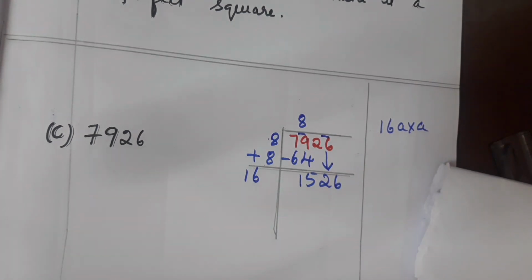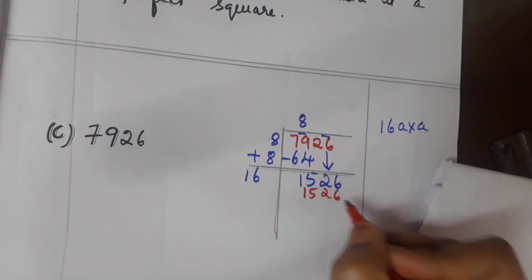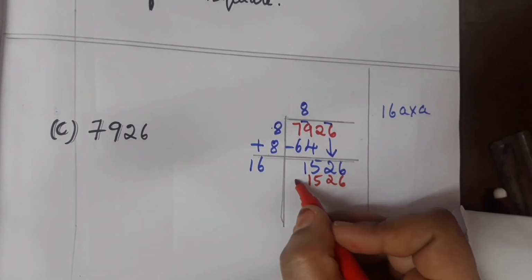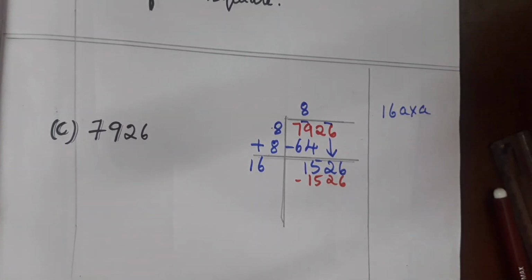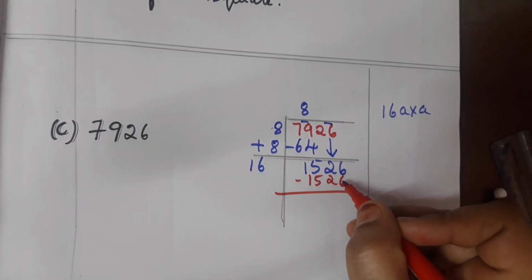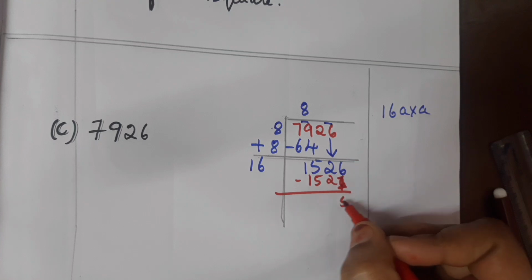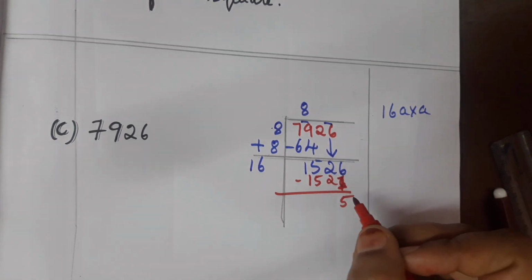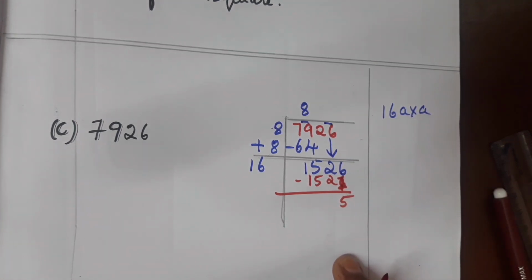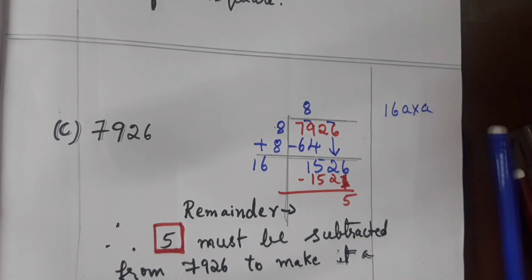1526 is the answer. We can write here 1526 minus 1521. Oh sorry, this is 1521, not 1526. Now 6 minus 1 is 5. 2 minus 2 is 0. So 5 must be subtracted to make it a perfect square. So here the remainder is 5. This 5 must be subtracted from 7926 to make it a perfect square.